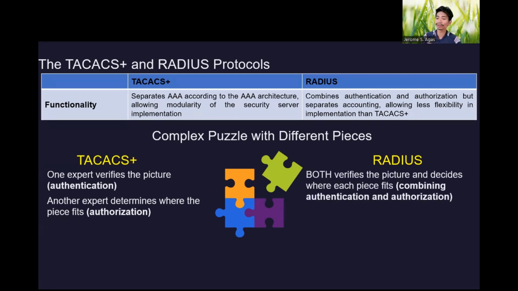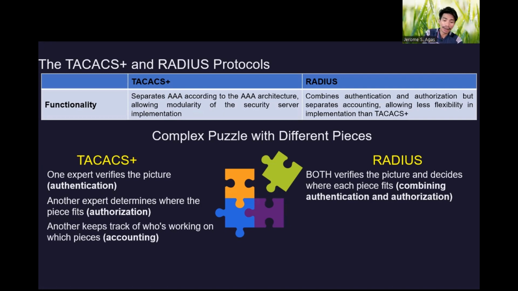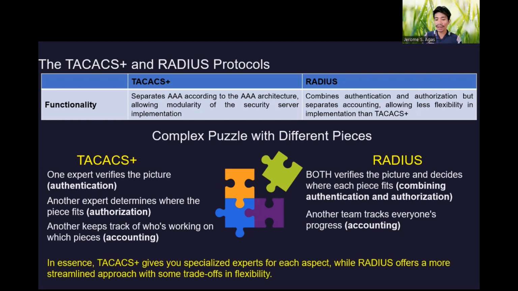In terms of RADIUS, one verifies the picture and decides where each piece fits, combining authentication and authorization. So they are combining two processes. Another keeps track of who's working on which pieces: accounting. On the RADIUS side, another team tracks everyone's process accounting, but the accounting in RADIUS is more detailed. In essence, TACACS+ gives you a specialized expert for each aspect, while RADIUS offers a more streamlined approach with some trade-offs in flexibility. That's the functionality of RADIUS versus TACACS+.